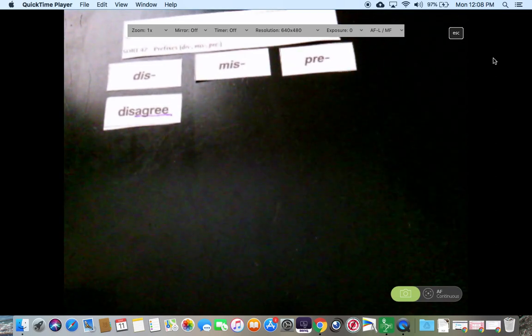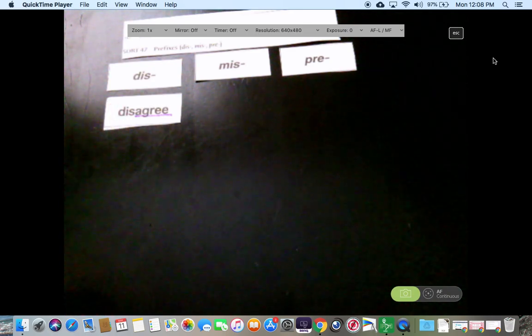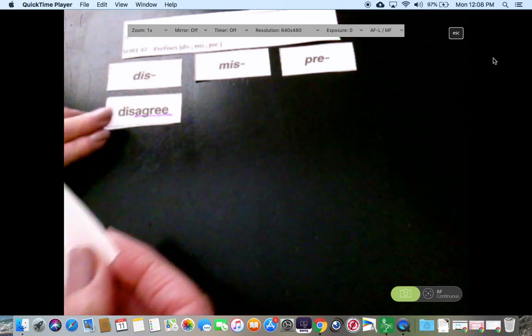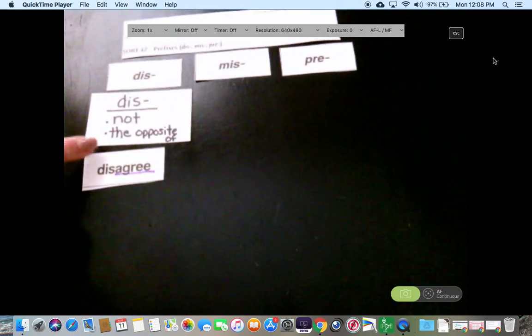Agree means to say yes, you believe or think the same thing as someone else, or whatever the decision was, you and the other people involved both feel like you are okay with this decision. So I want you to think about what disagree means. What do you think disagree means? Yes, to not agree, right? Or to argue. Because the prefix dis means either not or the opposite of.